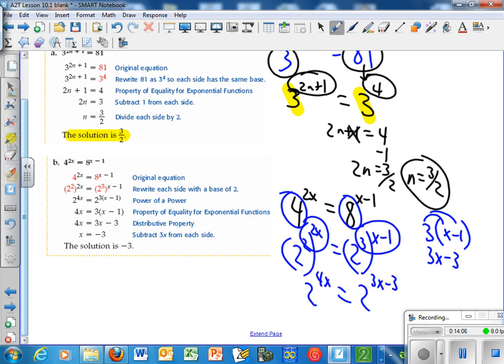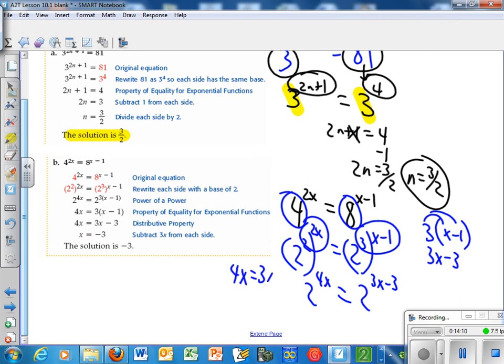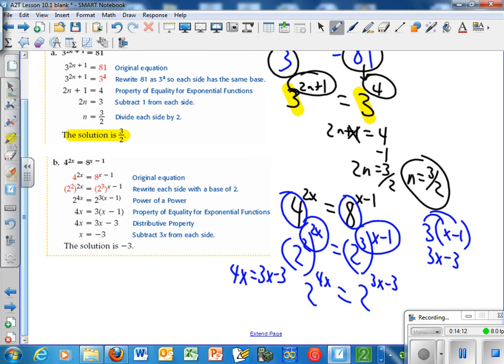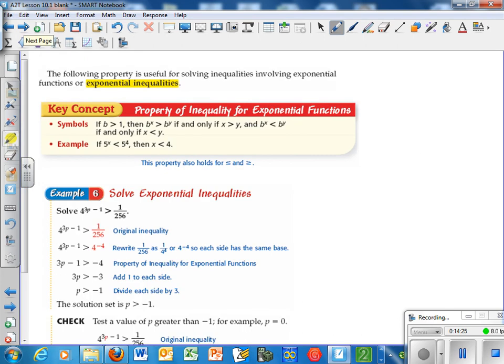Now I have them in the same base, so I can set my powers equal to each other, and I'm going to subtract 3x. So x is equal to negative 3. So in that case, I had to change both original bases to a smaller base, and that's sometimes what you need to do. The following property is useful for solving inequalities involving exponential functions, or exponential inequalities.